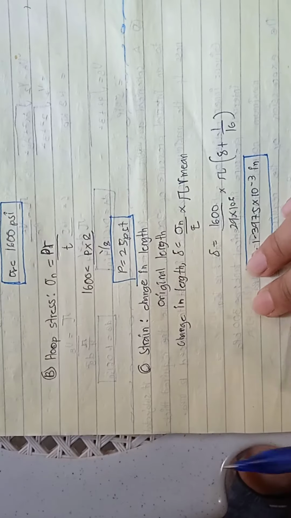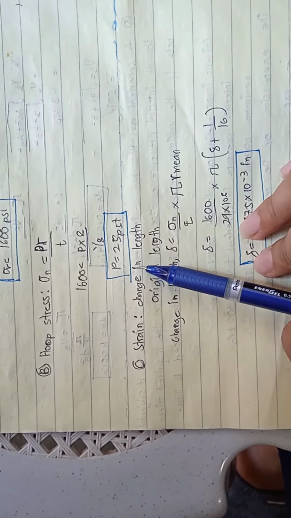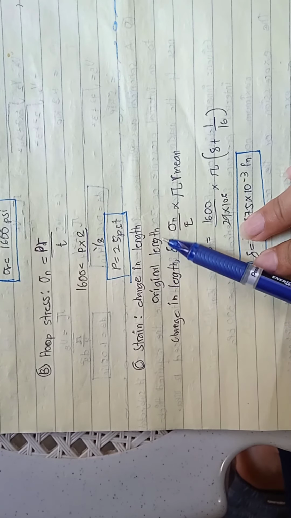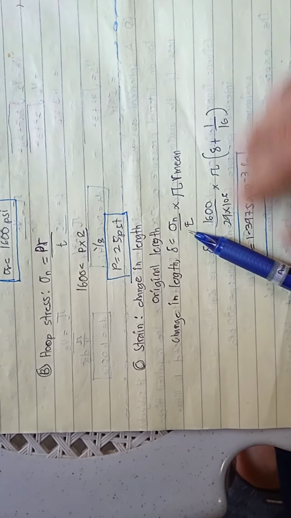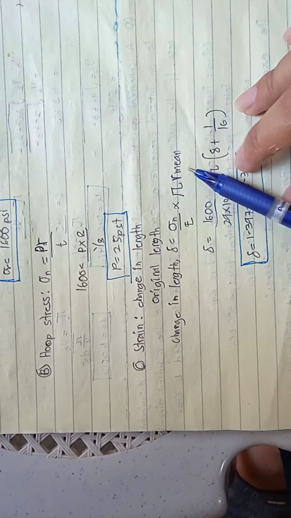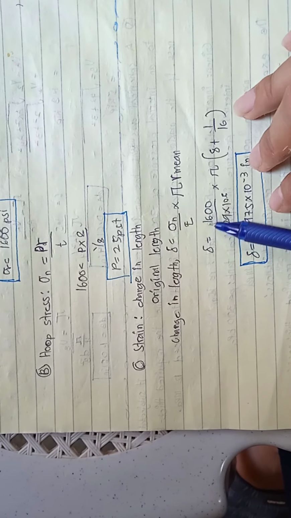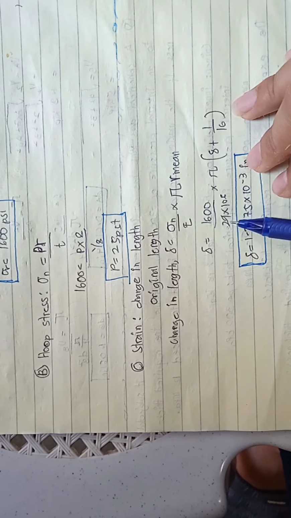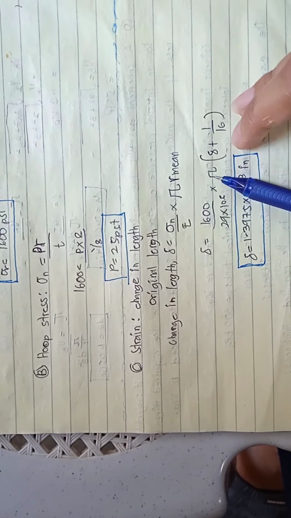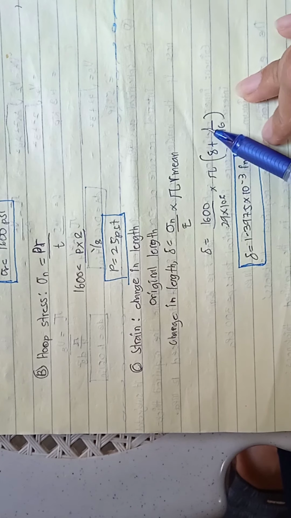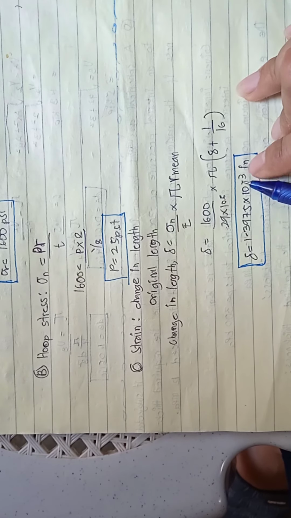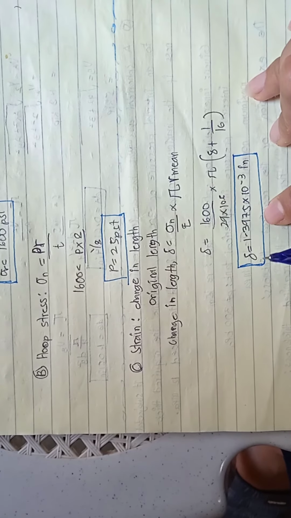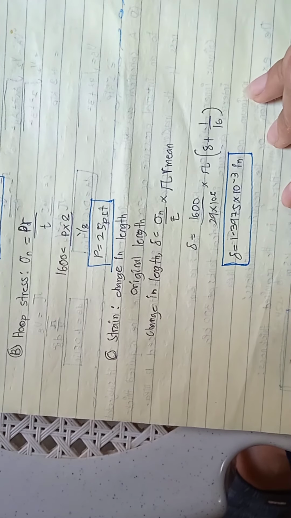So letter C, strain equals change in length over original length. Change in length equals allowable over E times pi times r mean. So equals 1,600 over 29 times 10 raised to 6 times pi times 8 plus 1 over 16. So equals 1.3975 times 10 raised to negative 3 in. So ito po yung sagot natin, ang final answer natin sa number 8 problem. So that's all po.